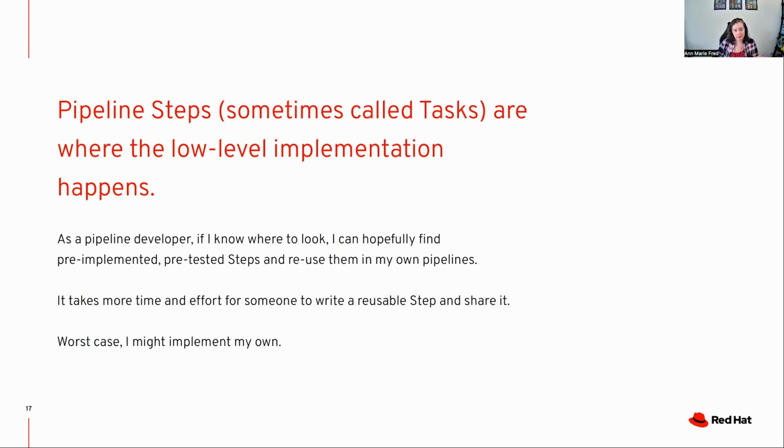Now, pipeline steps or tasks are where the low-level implementation happens, and that's what we're going to talk about most of the time here. As a pipeline developer, if I know where to look, hopefully I can find pre-implemented, pre-tested steps and reuse them in my pipelines, but I may have to write them from scratch. It takes more time and effort for someone to write a usable step and share it. And this is one of the powerful things about open source, is that hopefully somebody has gone to that effort for you. In the worst case, I'll implement my own.